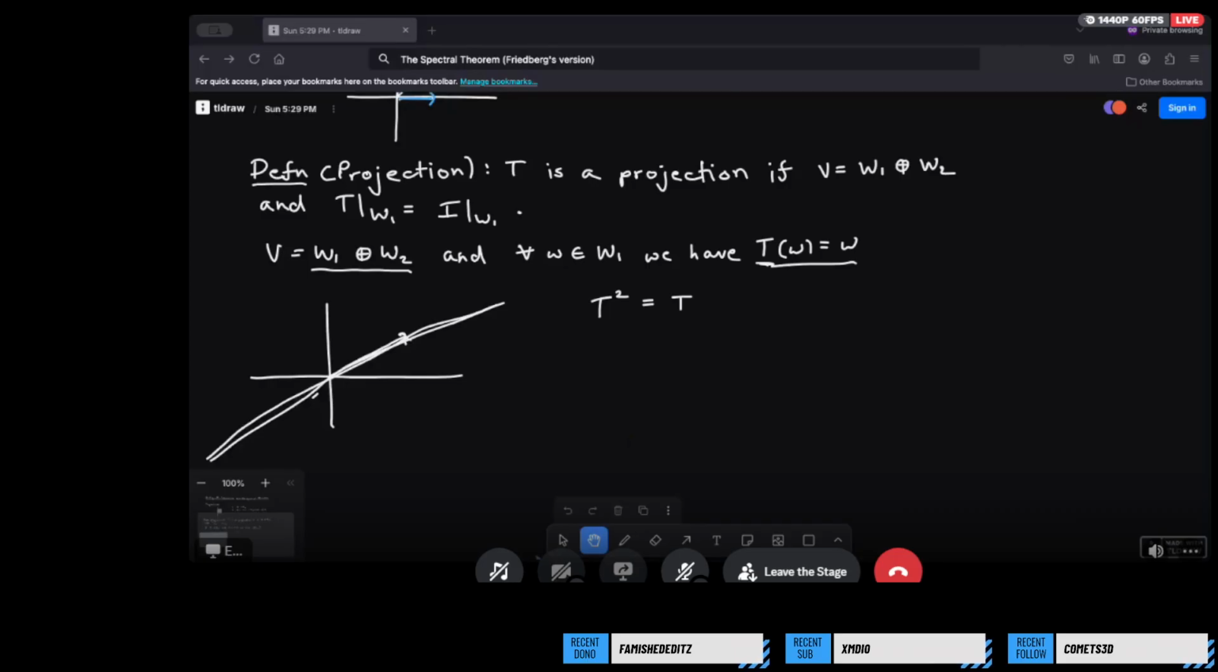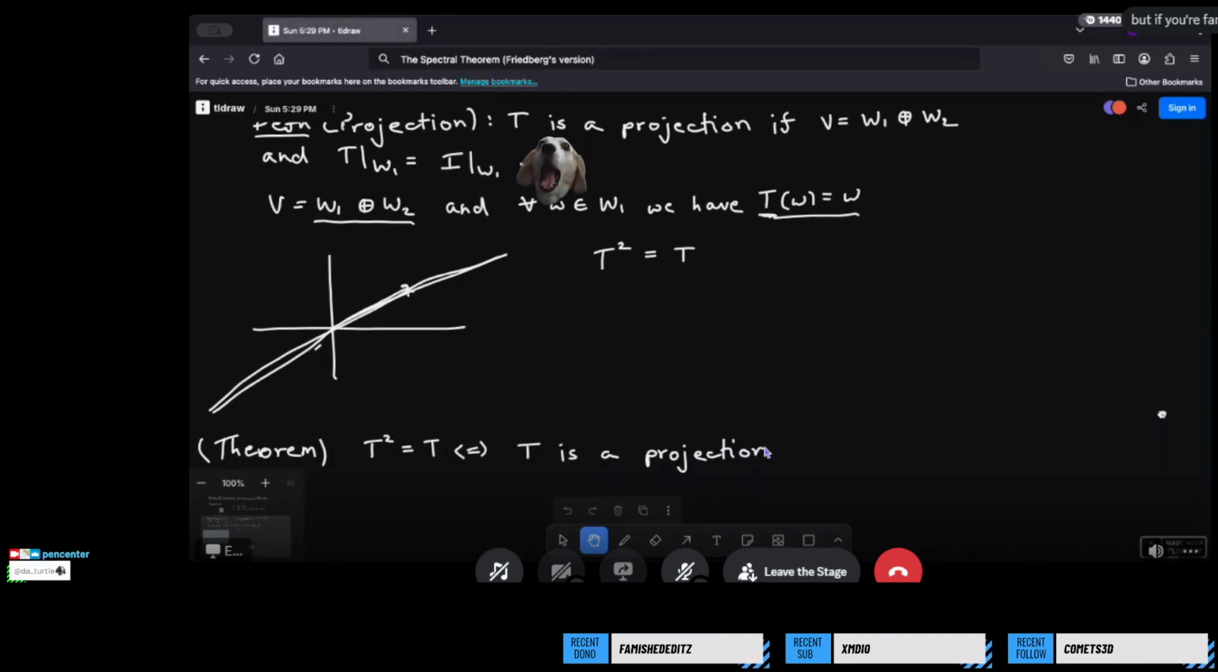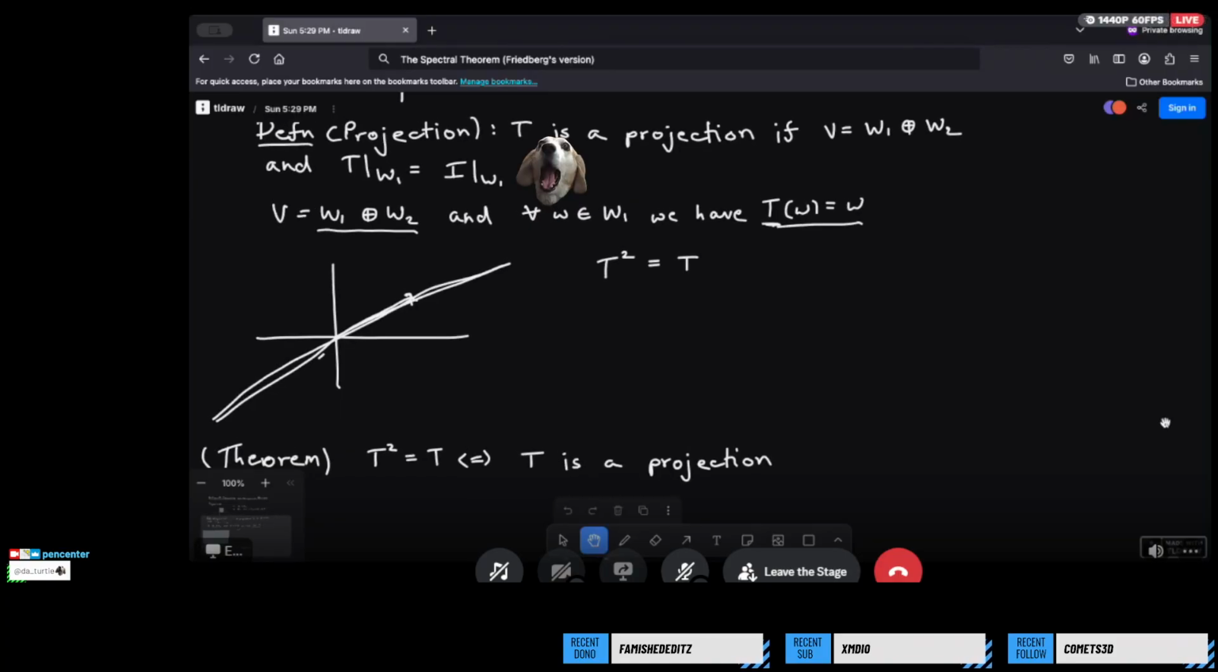And we can prove this, right? So we have a theorem: T squared equals T if and only if T is a projection. Now, one way would be easy to see, which should be this way. So let T be a projection.